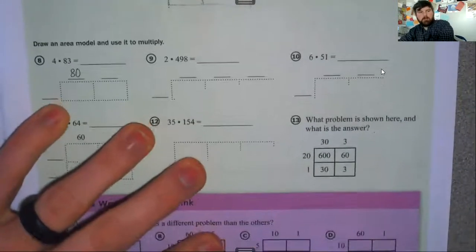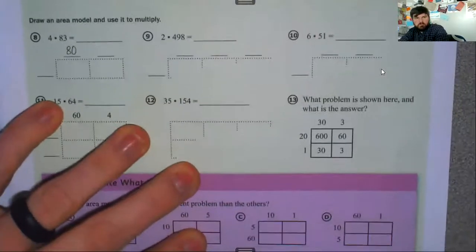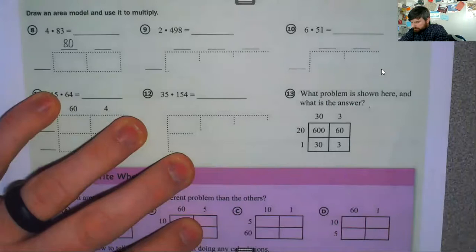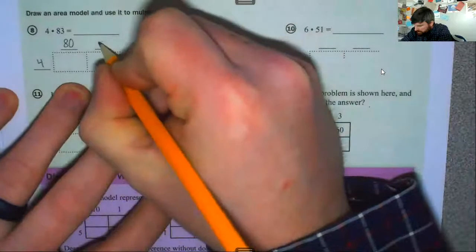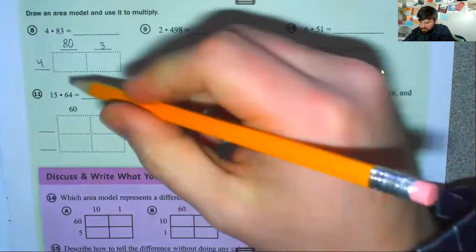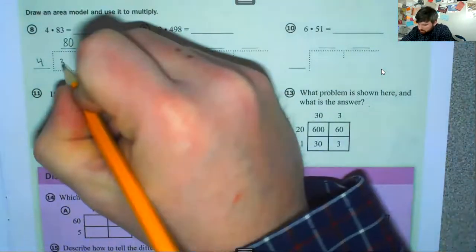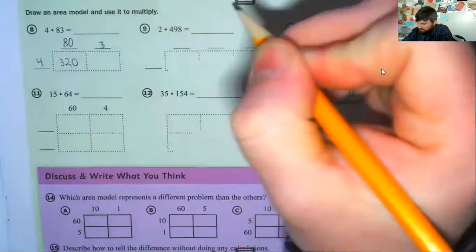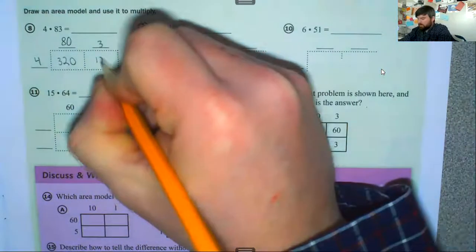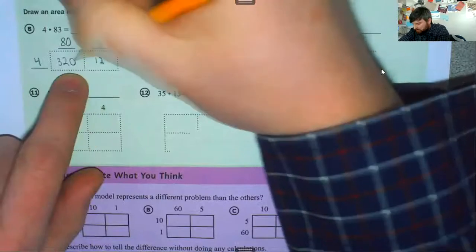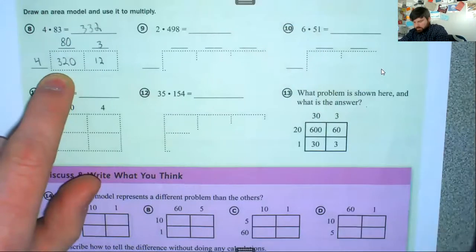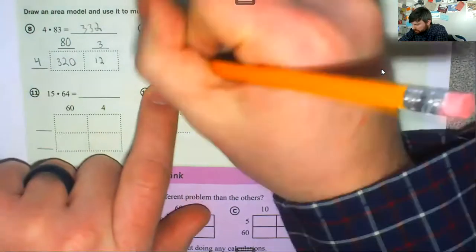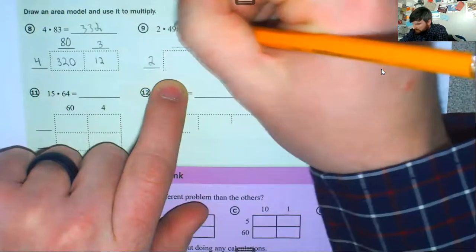Okay, down here on number 8, draw an area model and use it to multiply. Okay, so we've got 4 times 80 and 3. So 4 times 80, well, 4 times 8 is 32, and then you put your 0 on there for the placeholder. 4 times 3 is 12. So if we add those together, 2 and 0, that's 2. 1 and 2, that's 3, and then 3. So 332.